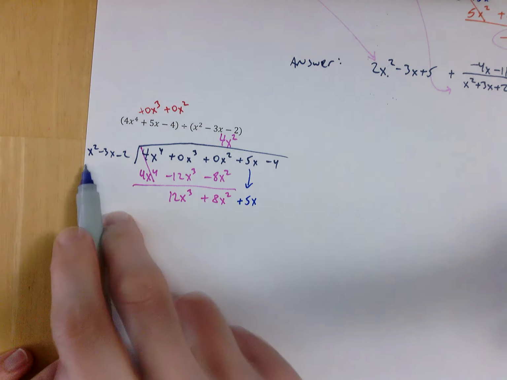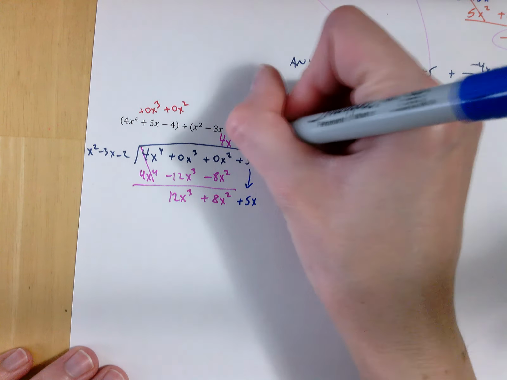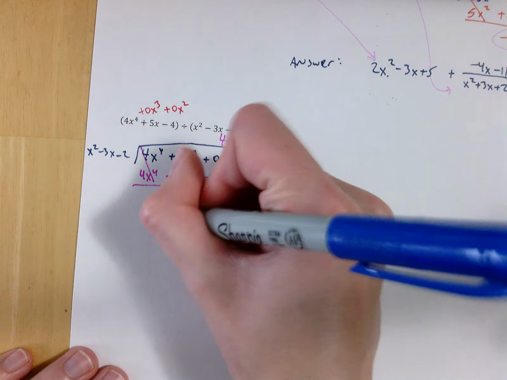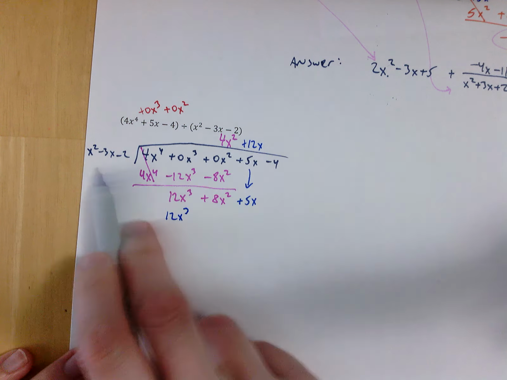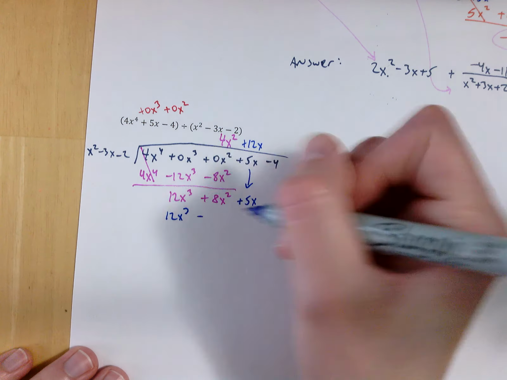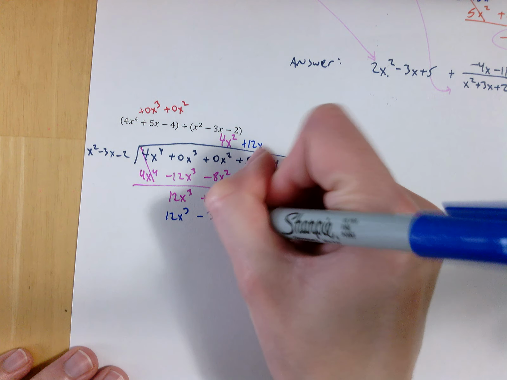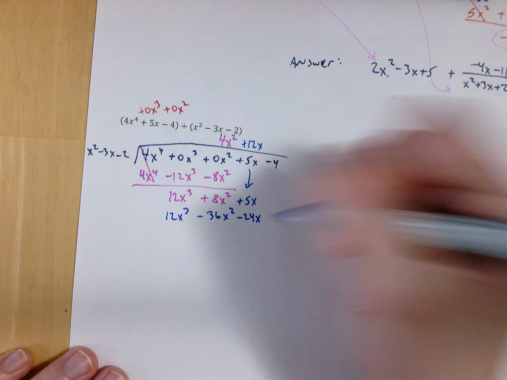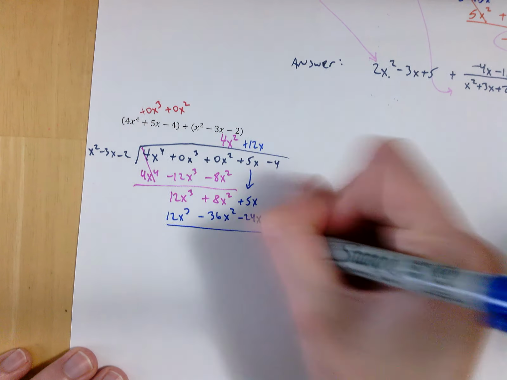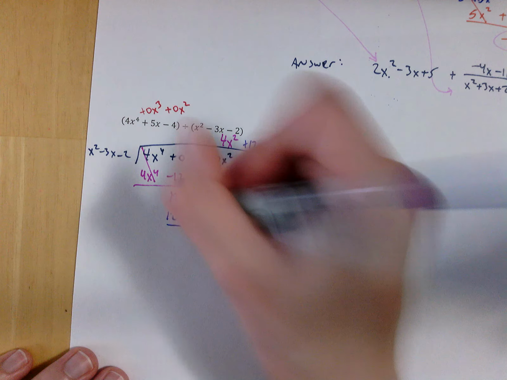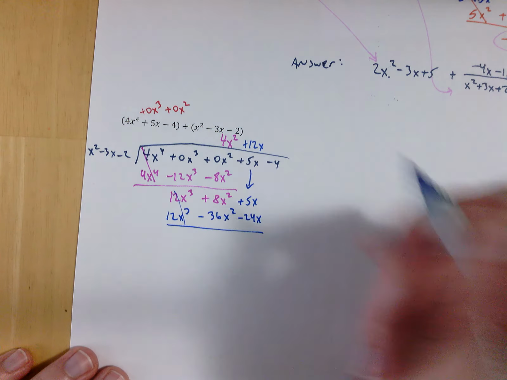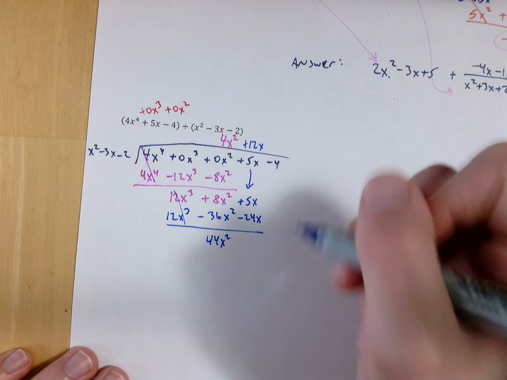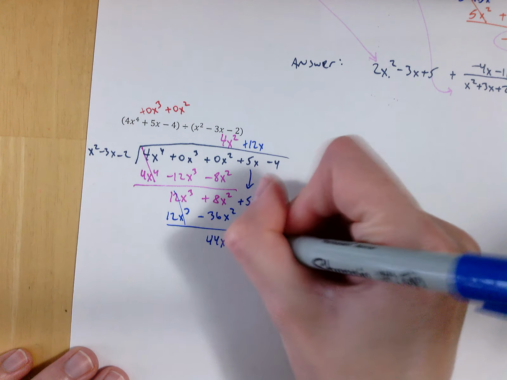What do I have to multiply x squared by to get to 12x to the third? Well, 12x. 12x times x squared is 12x to the third. 12x times negative 3x is negative 36x squared. And then 12x times negative 2 is negative 24x. All right, and then we subtract. These guys cancel. 8 minus negative 36 is 44. 5 minus negative 24 is 29.